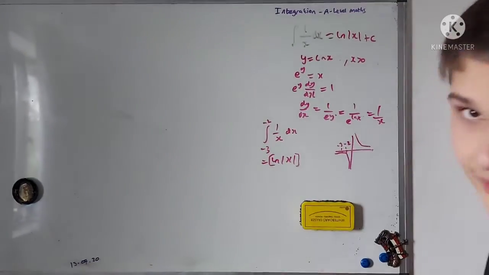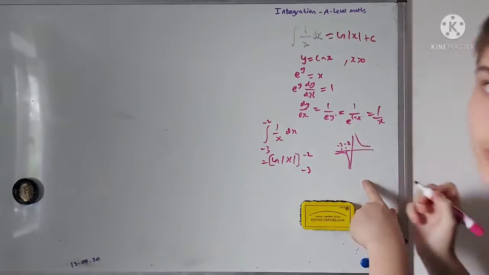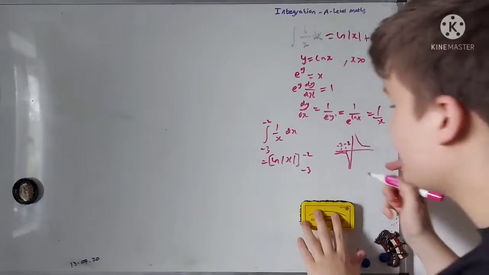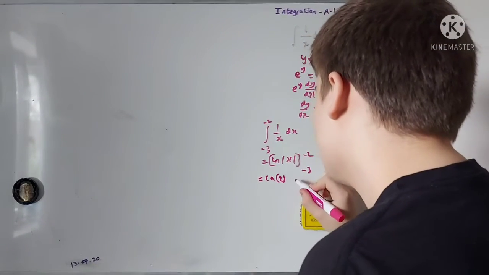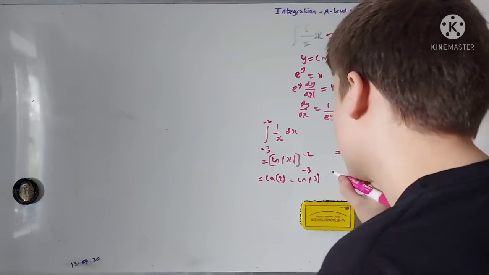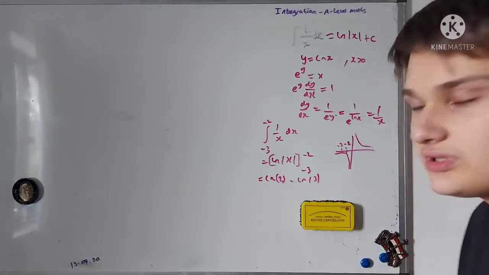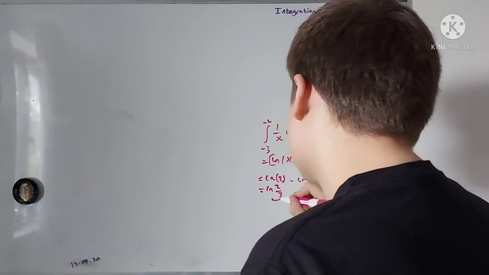So if I wanted to integrate between minus 3 and minus 2, obviously my graph will help me over here. So I'd have log of modded of minus 2, which is 2, take away log of modded of minus 3, which is just 3. So obviously combining the log laws will give us a log of 2/3.